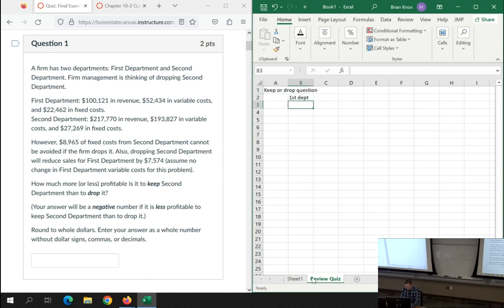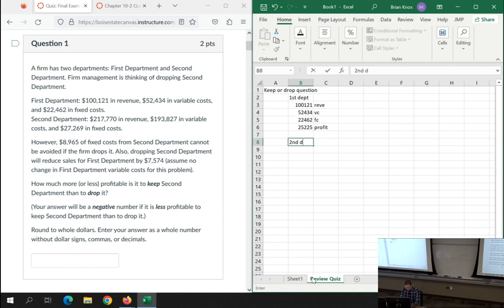First department, we have its revenue, 100,121. We have 52,434 variable costs. We have 22,462 fixed costs. Nope, I want to do that manually. So revenue minus costs, that should be our profit for the first department.